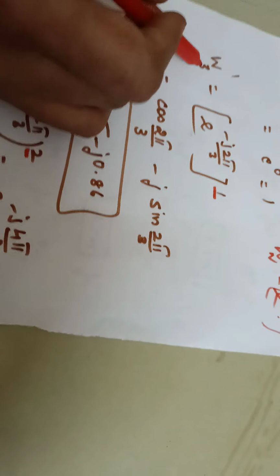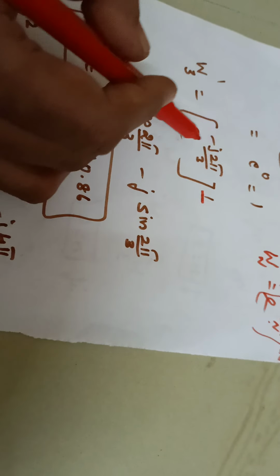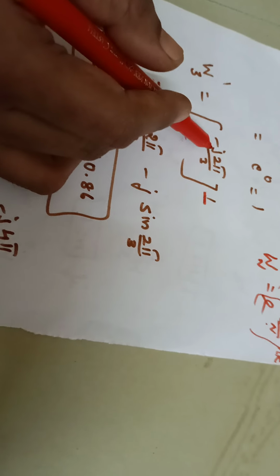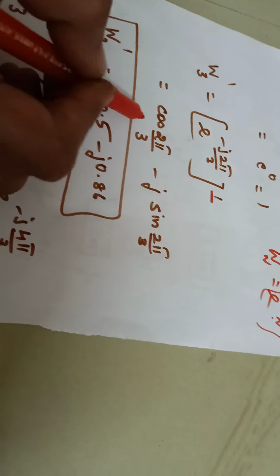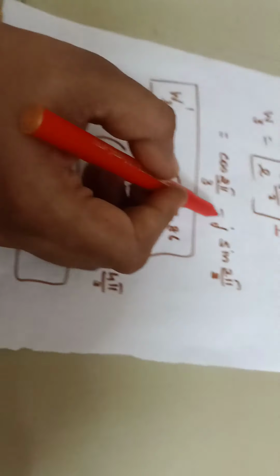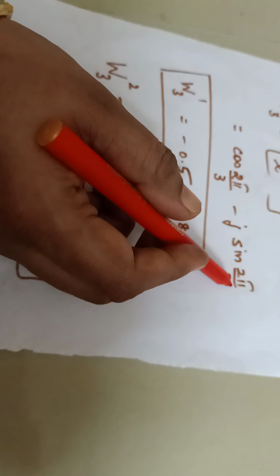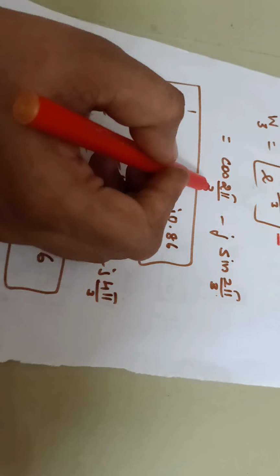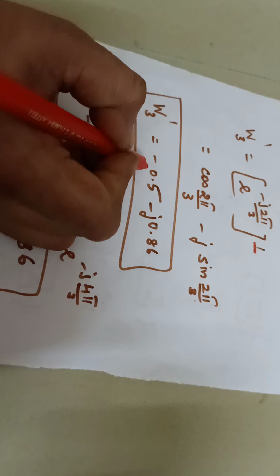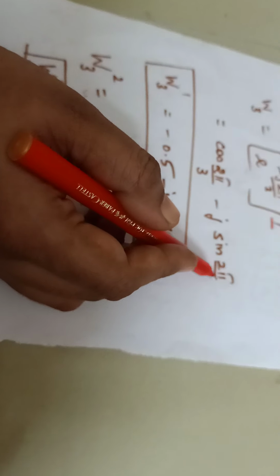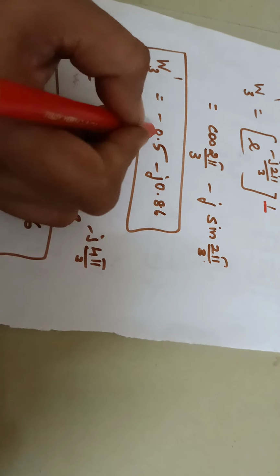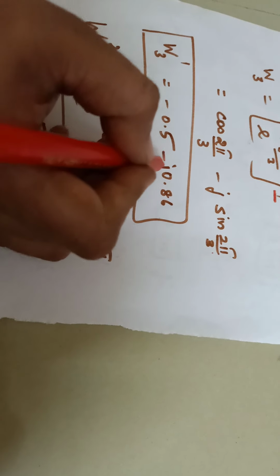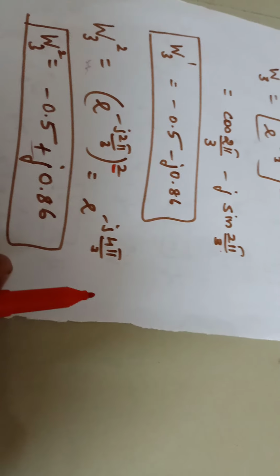See the next term. W3 power 1 is e power minus j 2 pi by 3 power 1. So we will get cos 2 pi by 3 minus j sin 2 pi by 3. What is cos 2 pi by 3? Minus 0.5. Sin 2 pi by 3 is plus 0.86. So we'll get minus 0.5 minus j 0.86.